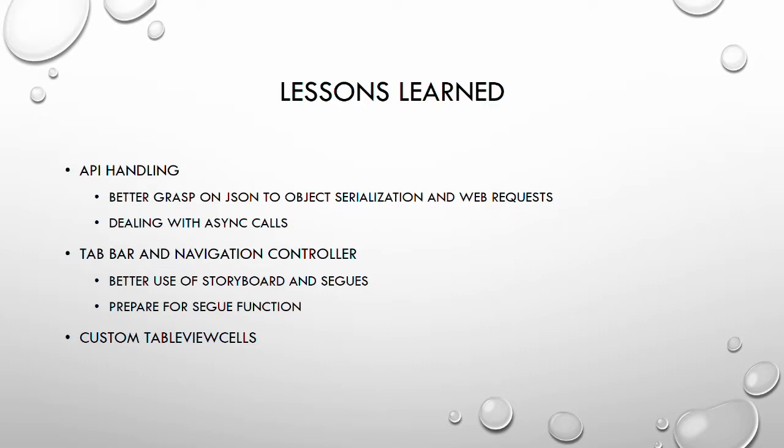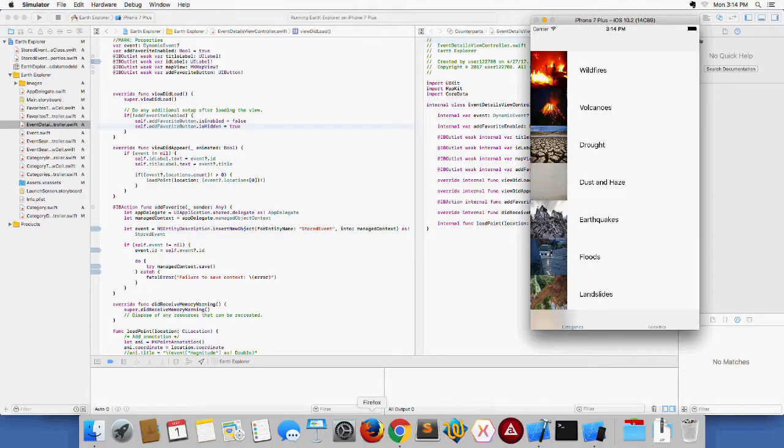I have a better grasp on using tab bars and navigation controllers, which make it a lot easier to define segues and use storyboard to do a lot more of the navigation work. And then I also learned a lot about using custom table view cells and how to have a file that helps define what your cell is and the individual components in the cell, in case the basic cell isn't enough.